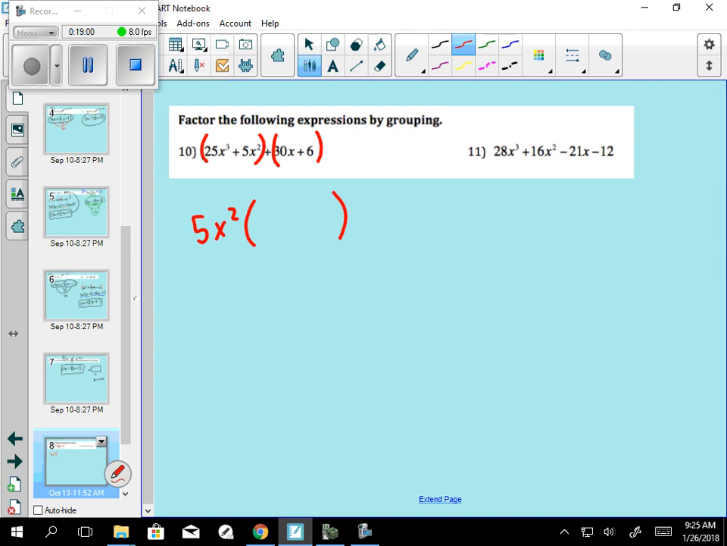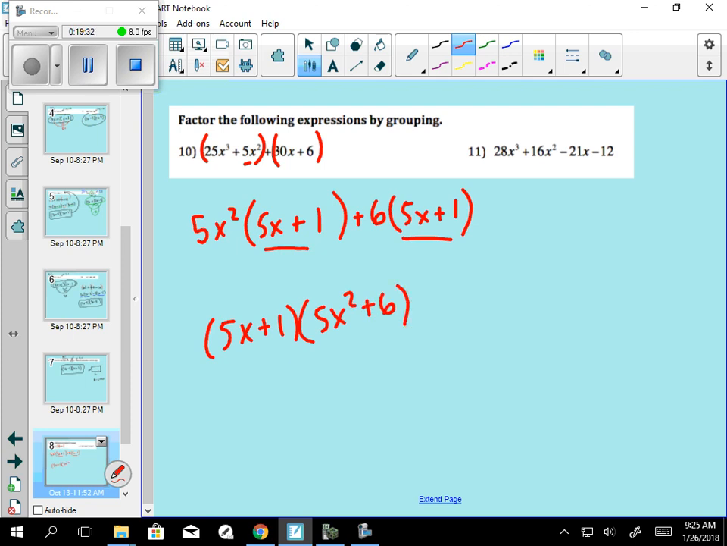So what do we get when we divide now? 5x cubed divided by 5x squared would be 5x. The second one, 5x squared, is actually the same thing we're factoring out, so then we'd have to put a plus 1 here. On the second grouping, looks like we can factor out a 6. And so 30 divided by 6 is 5x. And again, we're factoring out 6, so there'd be a plus 1 there. Now if we factor out this common factor of 5x plus 1, what's left over is 5x squared plus 6. So that's the factored form of this one.